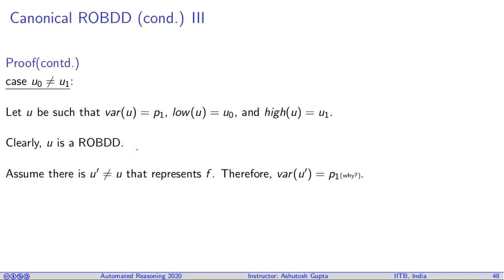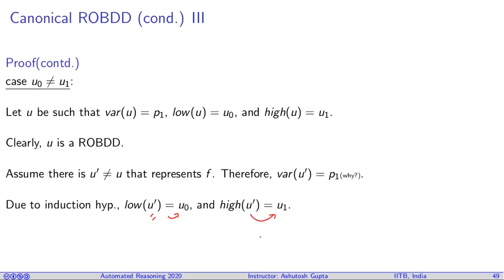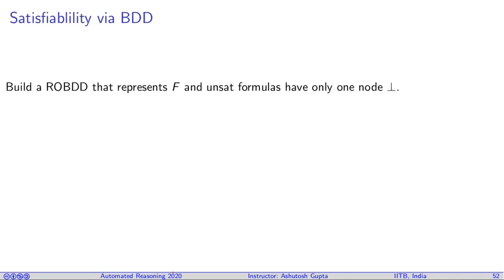Now again we need to show the uniqueness. So let's assume another u prime that represents f. Therefore we can deduce that the top level should have been p1. Please think about why that is the case. It's not too hard to see, but it's somewhat of a non-trivial thought. Due to the induction hypothesis, low u prime should be u0 and high u prime should be u1. And by the definition of ROBDD, u must be equal to u prime. You cannot have a different node. Therefore uniqueness is established.